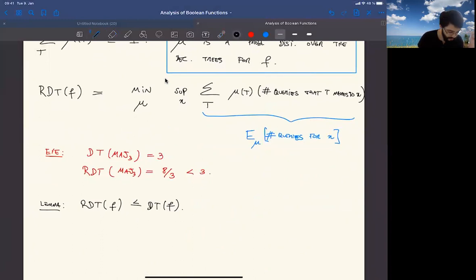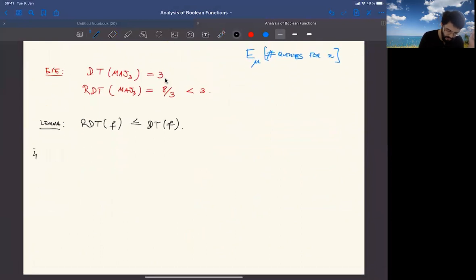So another complexity. So we will see a bunch of complexity measures here, which is certificate complexity. So what is certificate complexity?